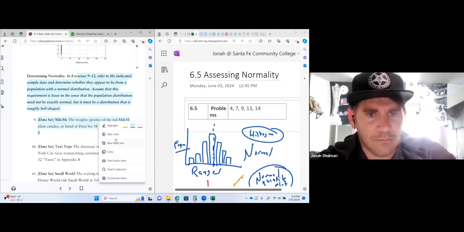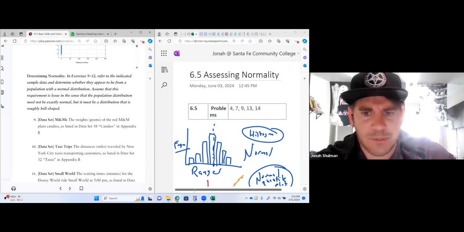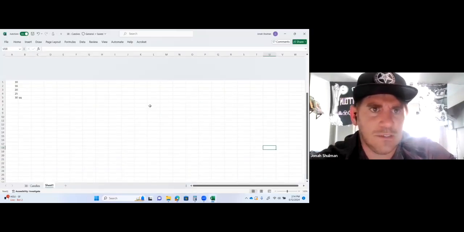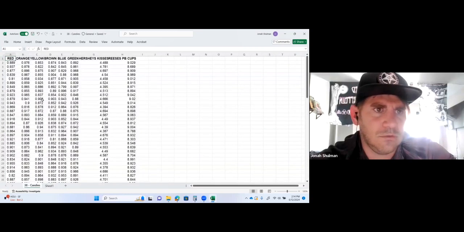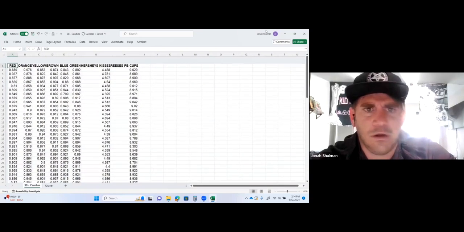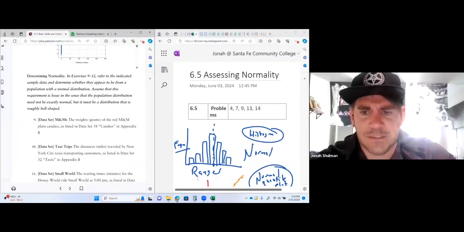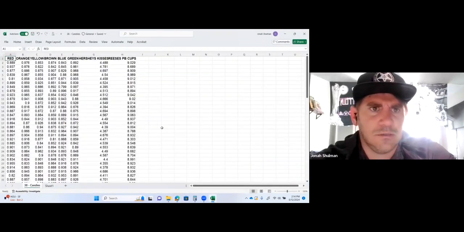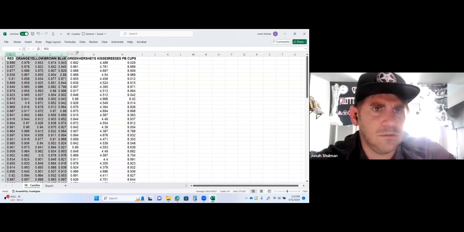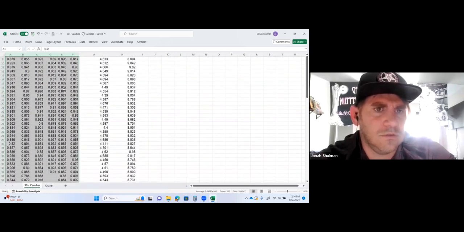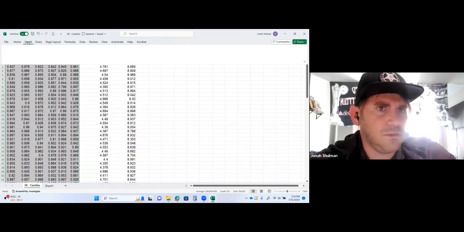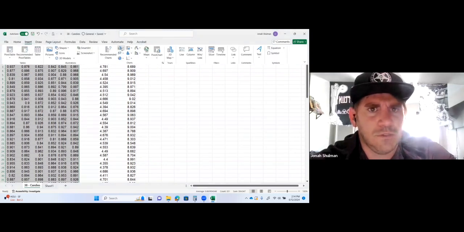The weight of M&Ms. Cool. Sorry, it's in Appendix B. Let's get this weight of M&Ms. Was it the candies one? All right, I think it's a different one. Data set 38. Yeah, it is this. Red, orange, blue, yellow, green. Let's insert one of these.